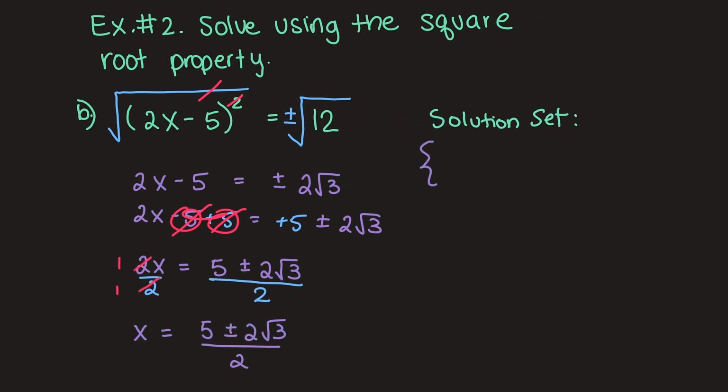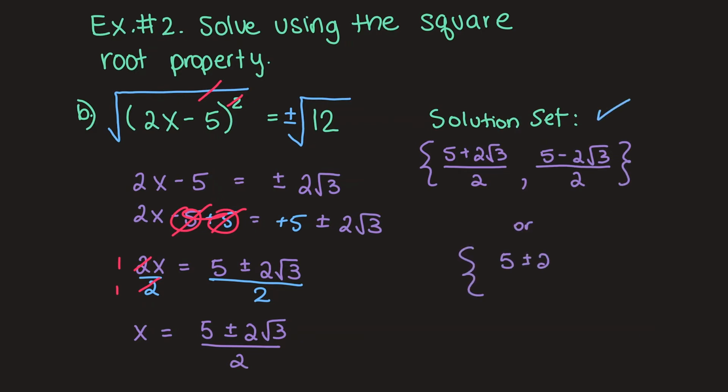And then we get x equals 5 plus 2 square root 3 over 2 as one solution, and x equals 5 minus 2 square root 3 over 2 as the other. And again, we can write this as 5 plus or minus 2 square root 3 over 2 as our solution.